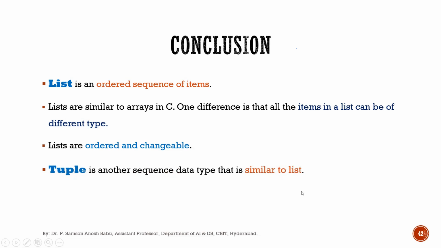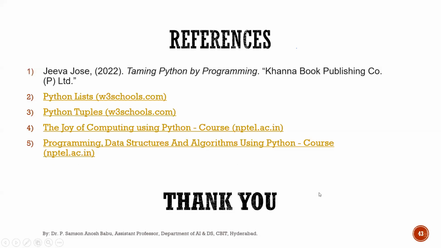Further, tuple is another sequence data type that is similar to list. Tuple is a collection which is ordered and unchangeable.